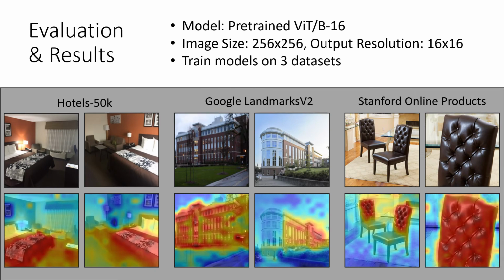For our primary evaluation, our image transformer is a pre-trained ViT base model that we fine-tuned on 3 image retrieval datasets: Hotels-50K, Google Landmarks version 2, and Stanford Online Products. In these examples, you can see that only the most relevant areas of each image pair are highlighted with bright red, which indicates the highest level of similarity.